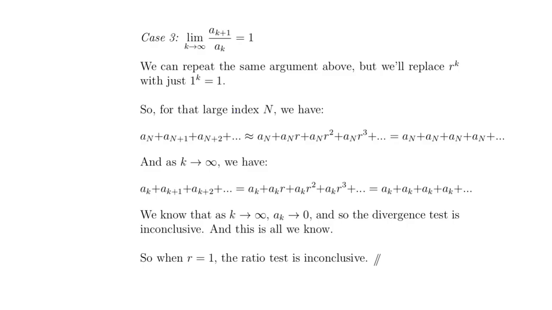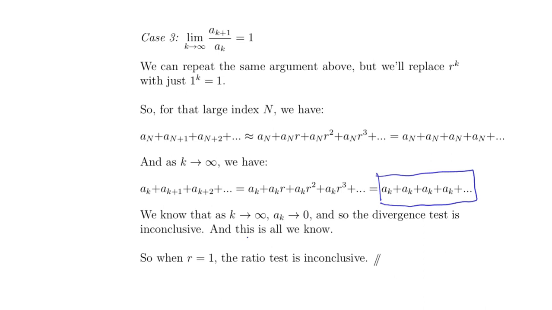If the limit itself is 1, we can do all the exact same stuff. But now, if r is 1, that means that each term is just the last term, or the previous term, near the tail, right? So we've got this set up now. Instead of multiplying by r and then r squared and then r cubed, we're just multiplying by 1 and 1 and 1 and 1 each time. And so it just repeats the terms. Now, we do know that as k goes to infinity, a sub k goes to 0, because if it didn't, the divergence test would come into play. But the divergence test in this case is inconclusive.